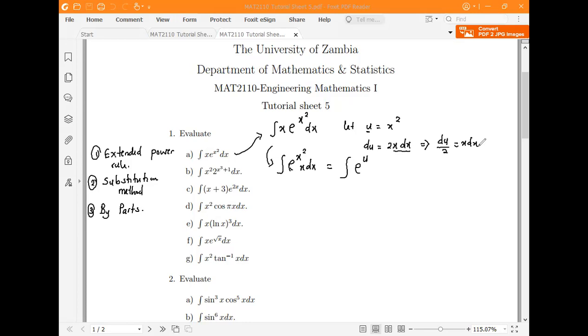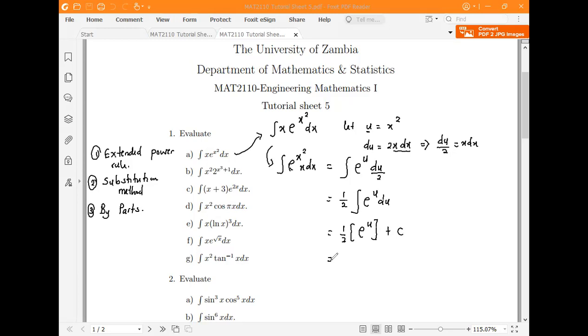That means here we have du over 2. So now I can take the 1 over 2 outside, and I remain with the integral of e to the u du. So what does that mean? It means that we can now integrate the exponential. And what's the integral of the exponential? Of this kind, the 1 over 2 remains outside, and the integral inside is e to the power u plus the constant c.